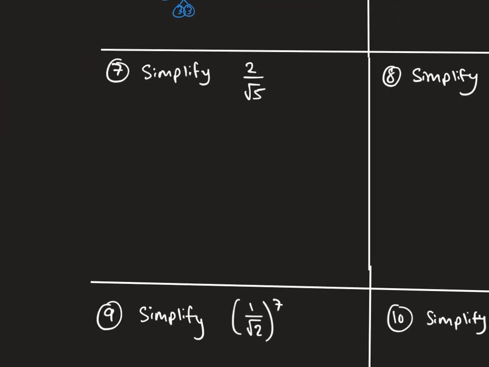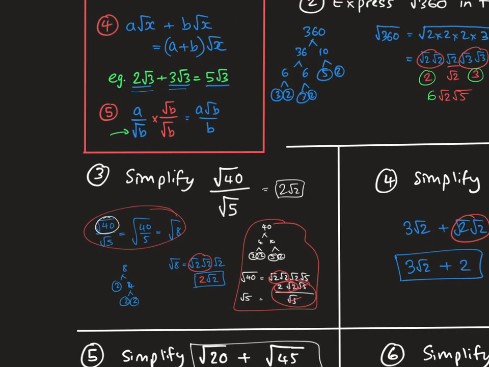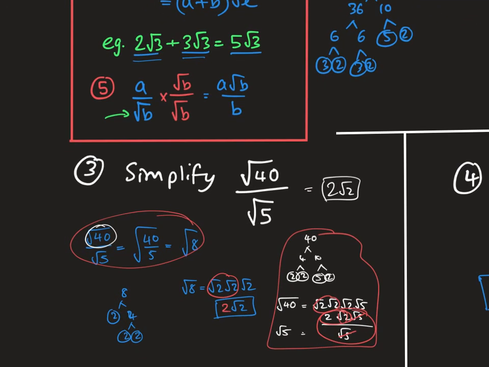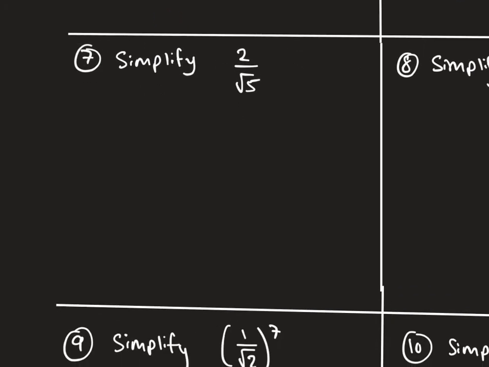Now, let's have a look at the next one here. Rule 5 of surds says that you can't have the root on the bottom. That's known as an irrational denominator. So what we need to do is something called rationalizing the denominator.